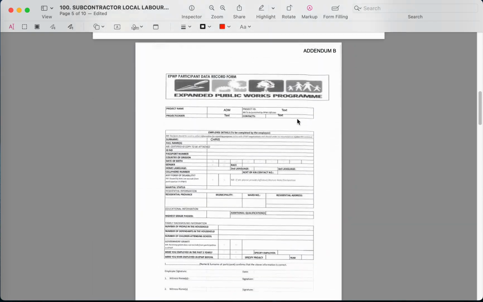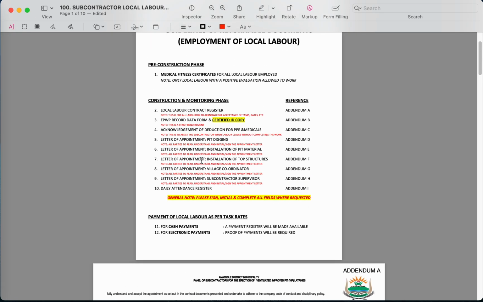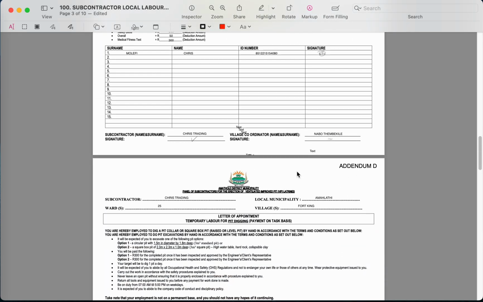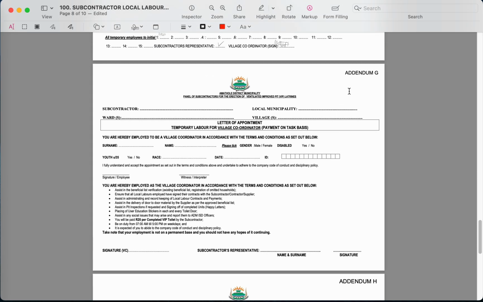Before we go to addendum G, we go to the reference. Please ensure that you are always going to the reference to ensure that you are familiar with everything. Now we are going to number 8, which is the letter of appointment, village coordinator, which is addendum G. Addendum G is as follows. This is our addendum G, village coordinator, separate contract.